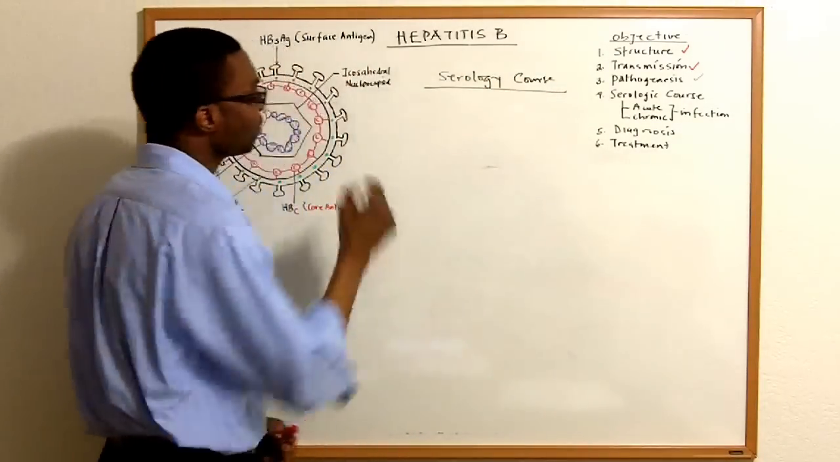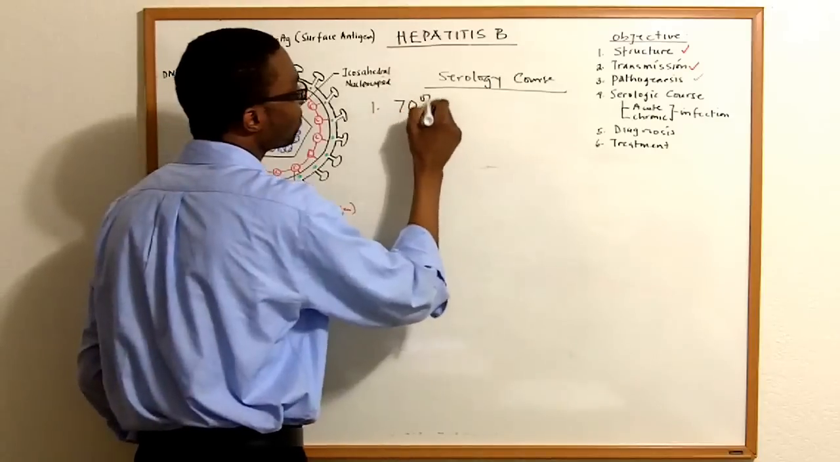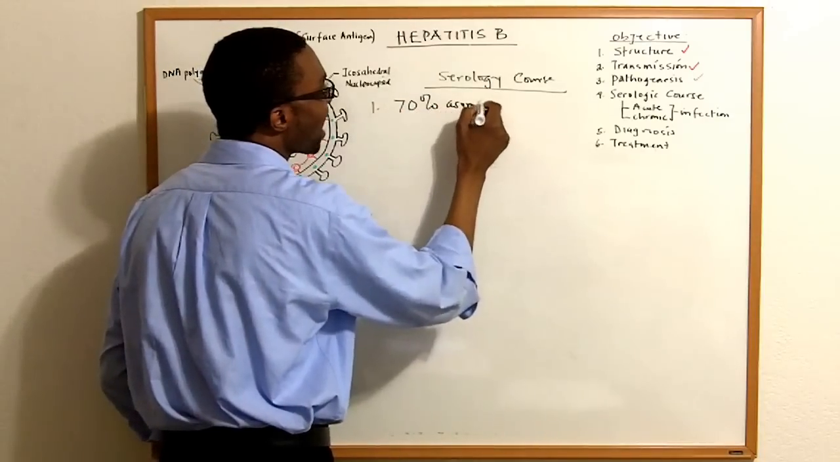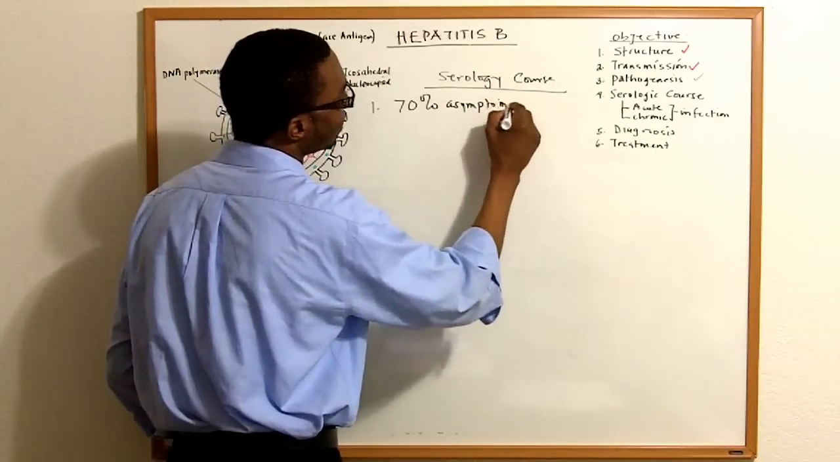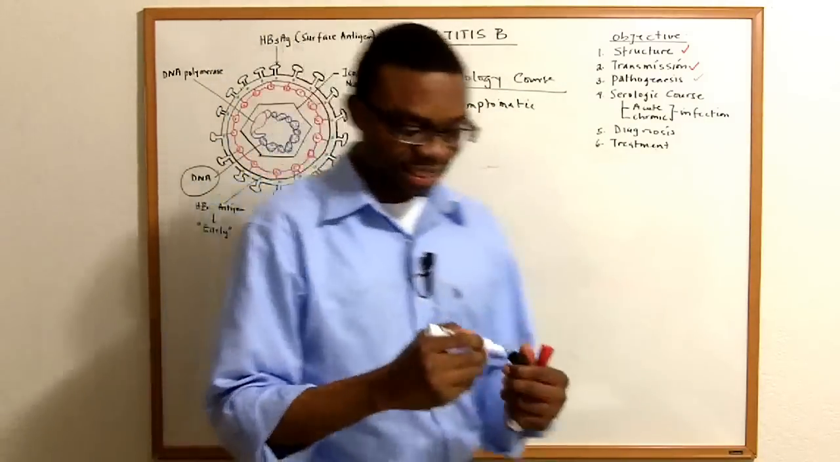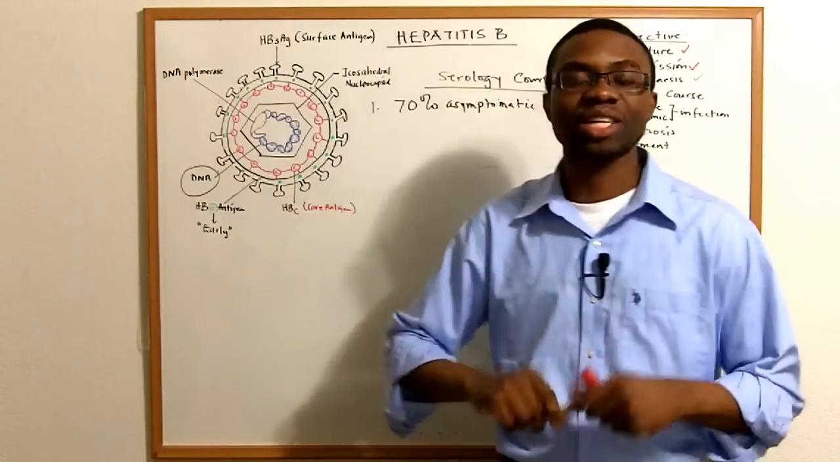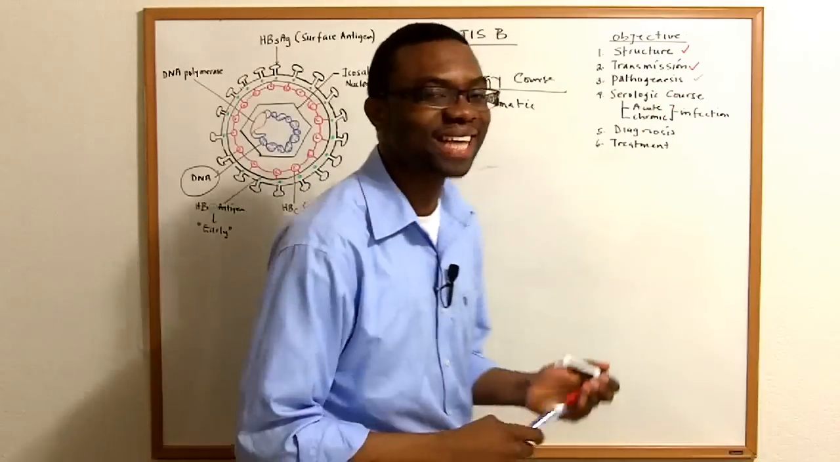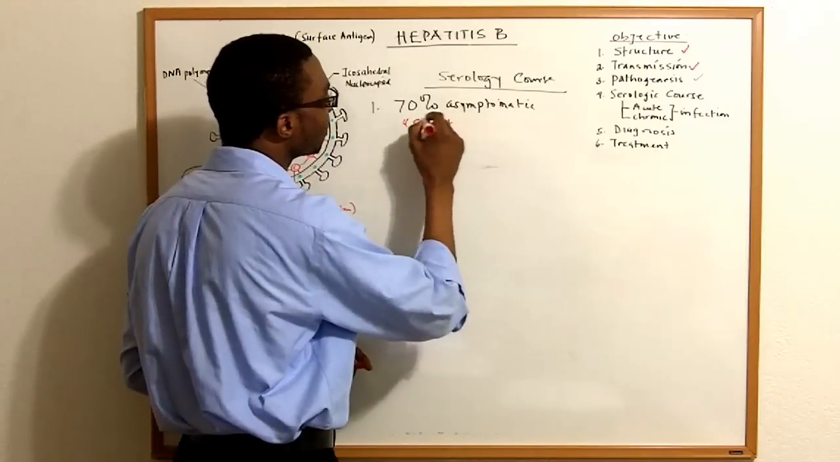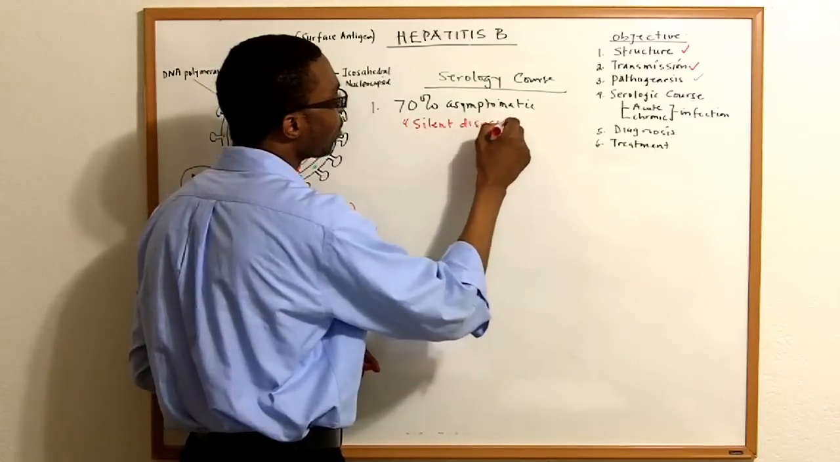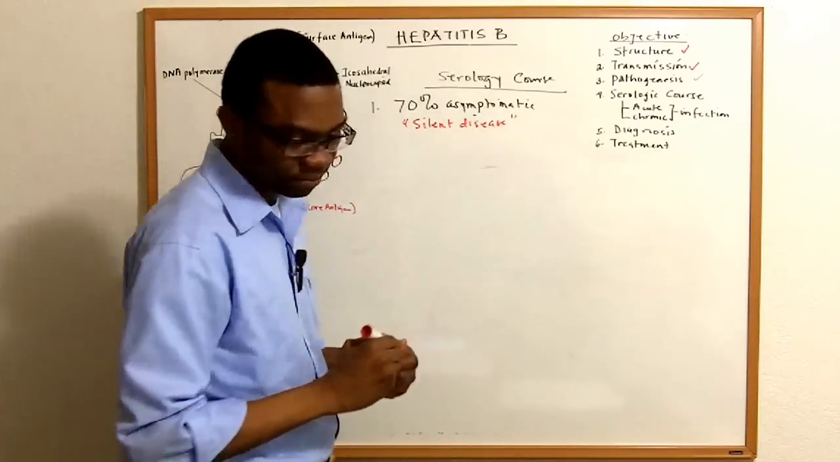So when somebody gets an acute infection, actually about 70% are asymptomatic, which means they don't even know they got an infection. That's why we call hepatitis B a silent disease. And I will tell you why in a minute.